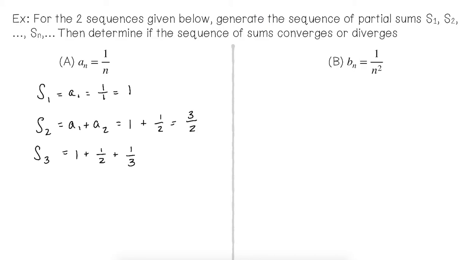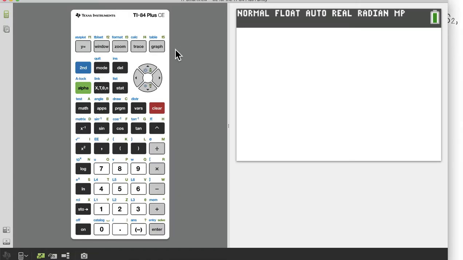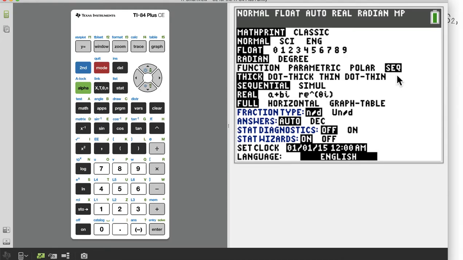So maybe I don't want to do all the fraction math in my head. So let's show you how to do it on a calculator as well. I have my calculator in sequence mode, you can see. You can have it in any mode: function, parametric, polar, or sequence. To do this, it doesn't matter. It's just going to change which variable on your variable key you're using.